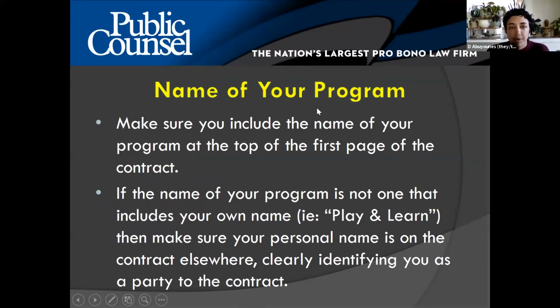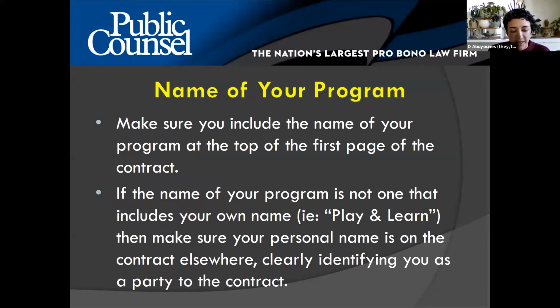So in the name of your program, you want to make sure you include the name of your program at the top of the first page of the contract. If the name of your program is not one that includes your own name, then make sure your personal name is on the contract elsewhere, clearly identifying you as a party to the contract.